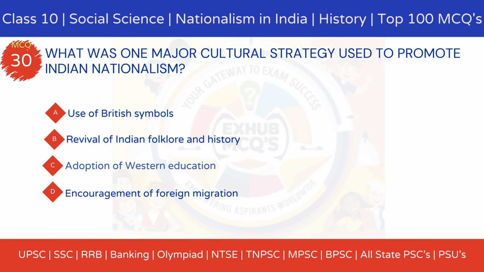MCQ 30. What was one major cultural strategy used to promote Indian nationalism? Option A. Use of British symbols. Option B. Revival of Indian folklore and history. Option C. Adoption of Western education. Option D. Encouragement of foreign migration.